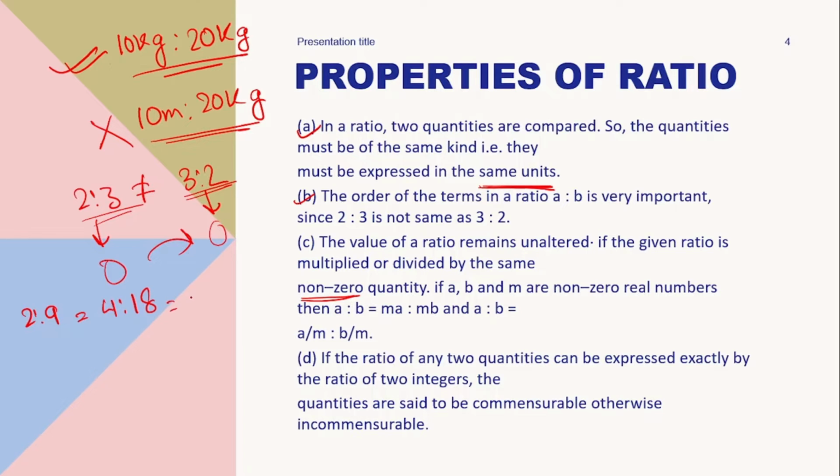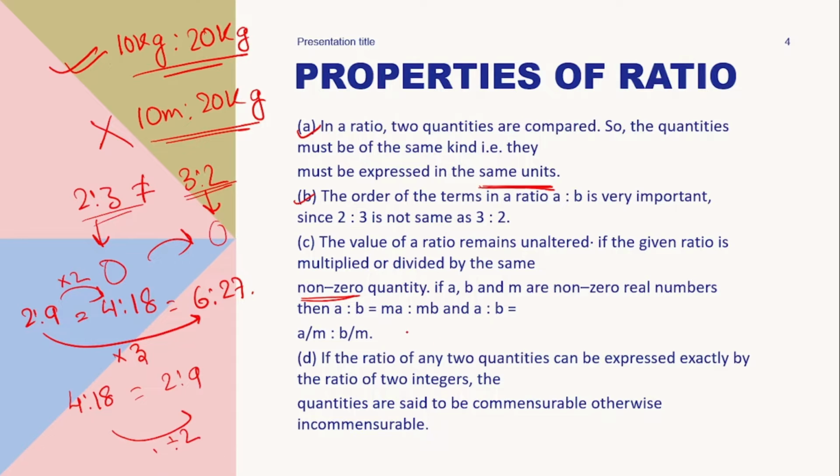Yeah, it can be written as 6 is to 27. I think you should understand. 2 is to 9 into 3 it comes, and 2 is to 9 into 2 it comes. Okay, as in the same case, if 4 is to 18 is given, then you can write it as 2 is to 9. This is divided by 2.